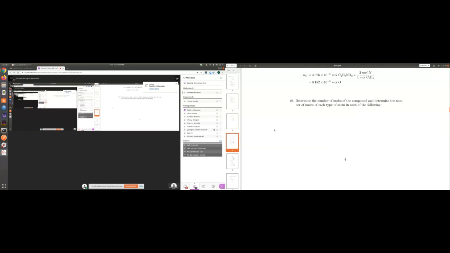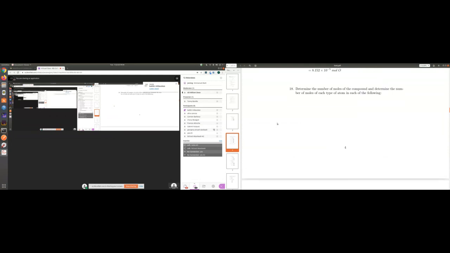Okay, so 18. So 18 is very similar to the one I just showed you. Again, I have 2.2 grams of potassium bromide. Again, I'm figuring out the molar mass of the potassium bromide. So in this case, it's 119 grams per mole. And then I'm just converting that into moles, so I have 0.0178 moles of potassium bromide.